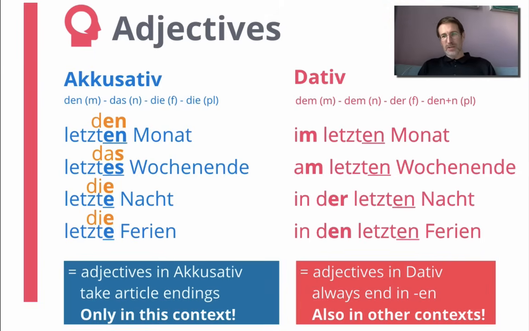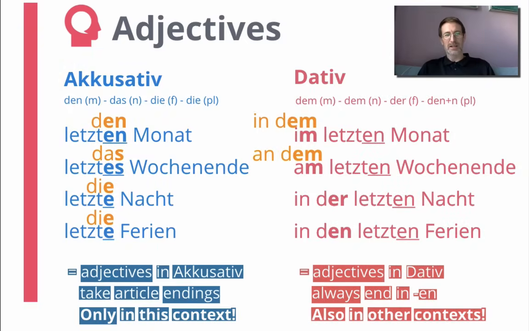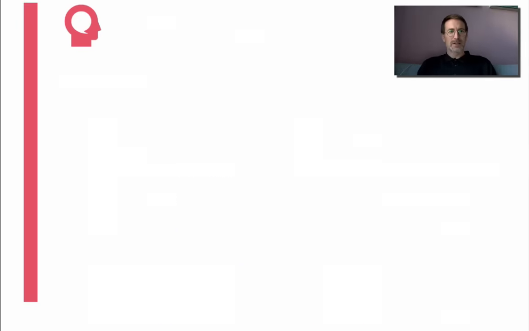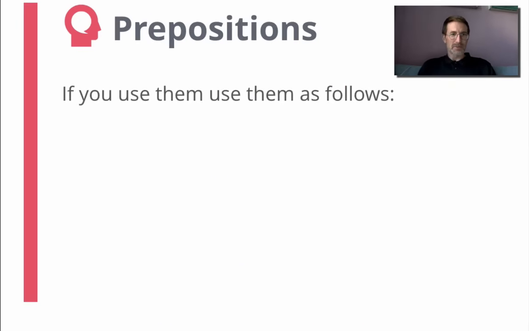So, just to highlight them a bit, and let's take a look at the corresponding articles. Im is short for in dem, you might have guessed that. Am, an dem again, and in der, in den are again very clearly relating. Good. A couple of examples after we talked about the prepositions. If you use the prepositions or the version with the prepositions, sometimes you have to, but very often you don't have to, which I will show you in a minute.